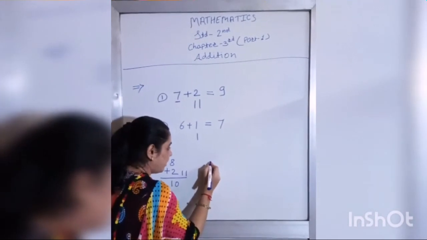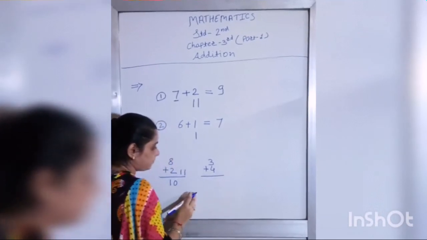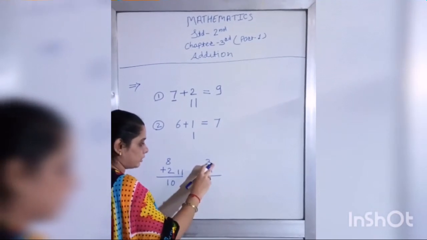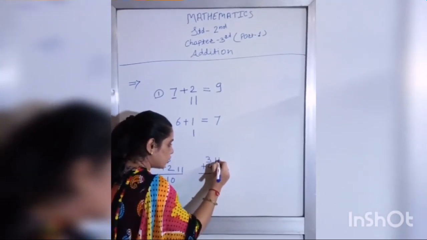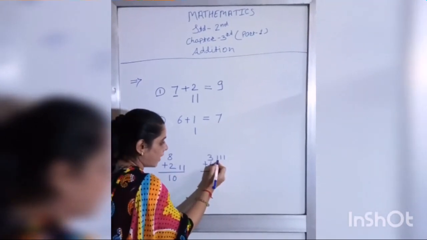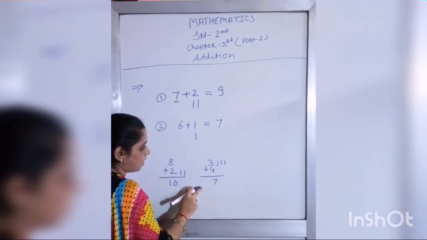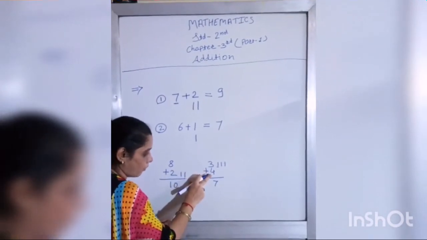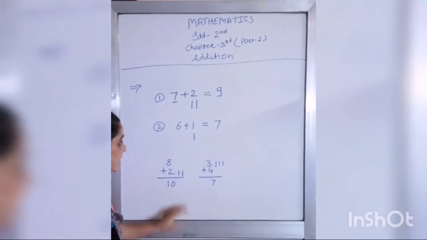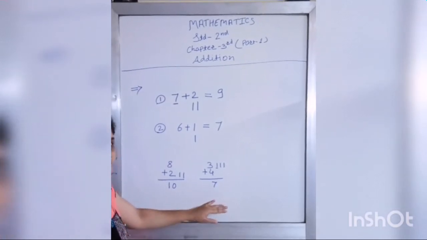See one more example. 3 plus 4. Which is the big number here? 4. Keep in mind. Draw 3 lines. 1, 2, 3. Count after 4. 5, 6, 7. So, the sum of 3 plus 4 is equal to 7. We can add horizontally as well as we can add vertically.